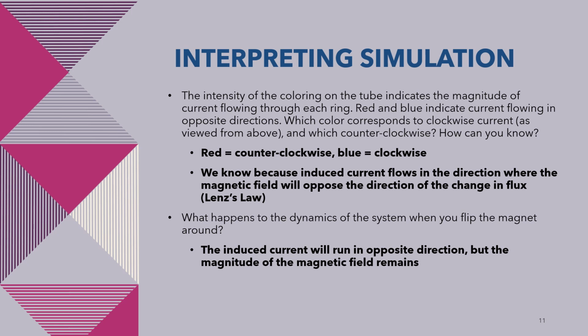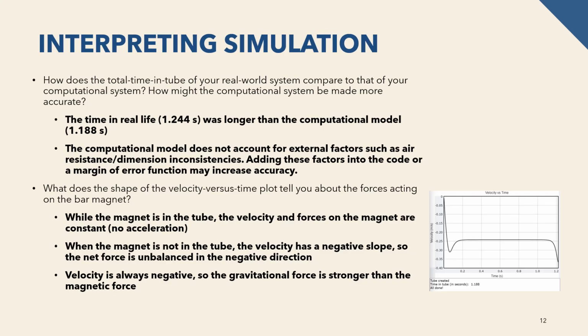Which color corresponds to the clockwise current and which to the counterclockwise? How can you know? The red corresponds to the counterclockwise and the blue corresponds to the clockwise. We know because of Lenz's law. Induced current flows in the direction where the magnetic field will oppose the change in flux. What happens to the dynamics of the system when you flip the magnet around? The induced current will run in the opposite direction, but the magnitude of the magnetic field remains.